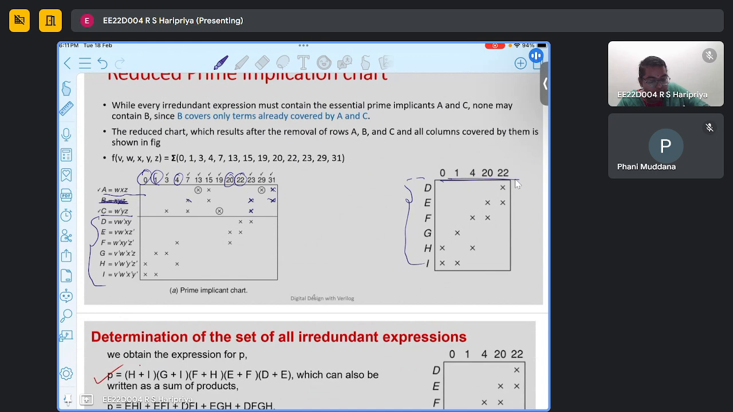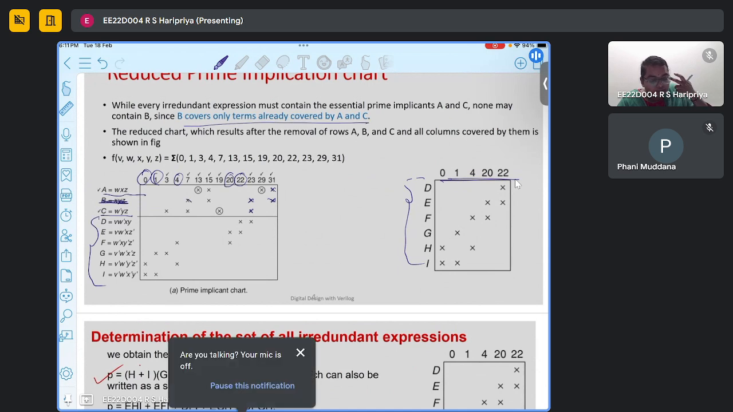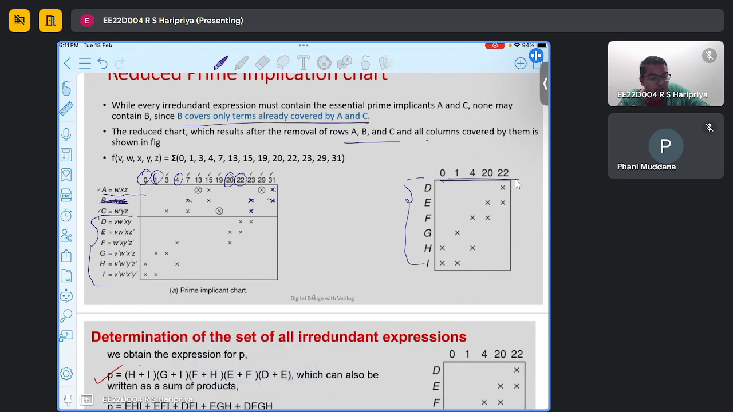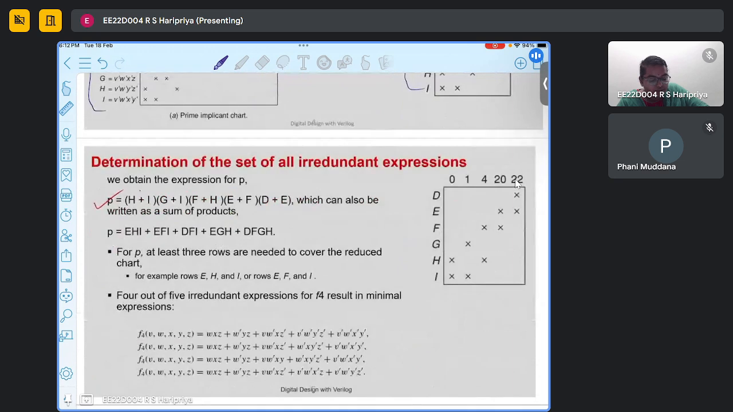So now we have reduced the number of rows with respect to the dominance, like B covers only terms which are already covered by A and C, and the reduced chart results after the removal of the rows A, B and C, and all the columns covered by them, shown in the figures. Okay.